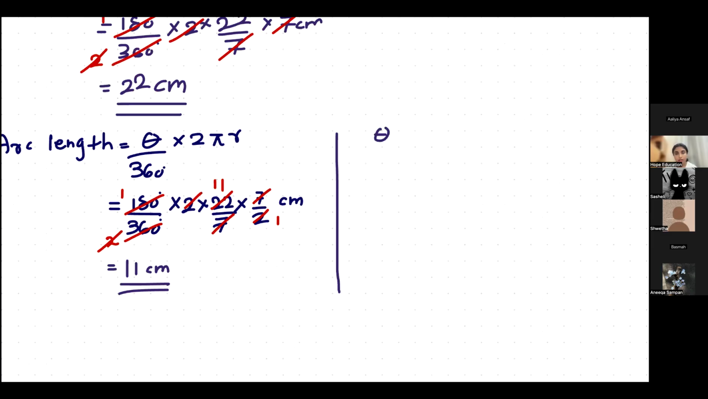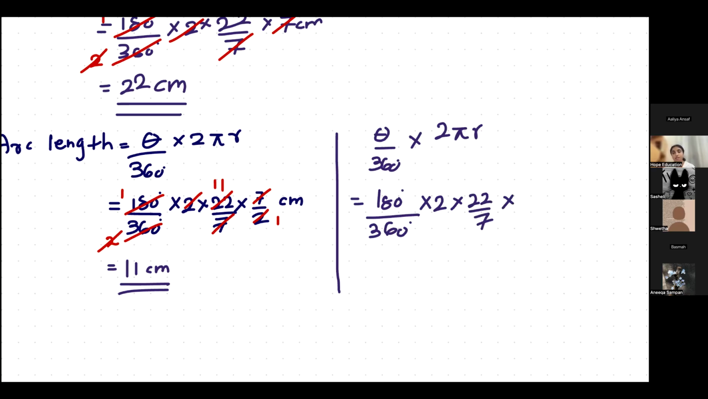So theta divided by 360 multiplied by 2 pi r. We know theta is 180. This is the same thing I'm doing, but instead of 7 divided by 2, I'm going to use 3.5. 180 divided by 360 multiplied by 2 multiplied by pi, which is 22 over 7. Now, instead of 7 divided by 2, I'm going to use 3.5. That is the answer that most of you gave.